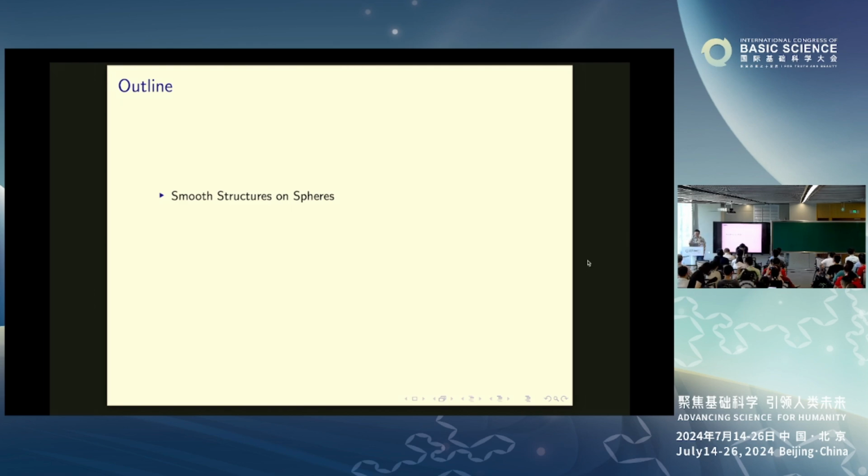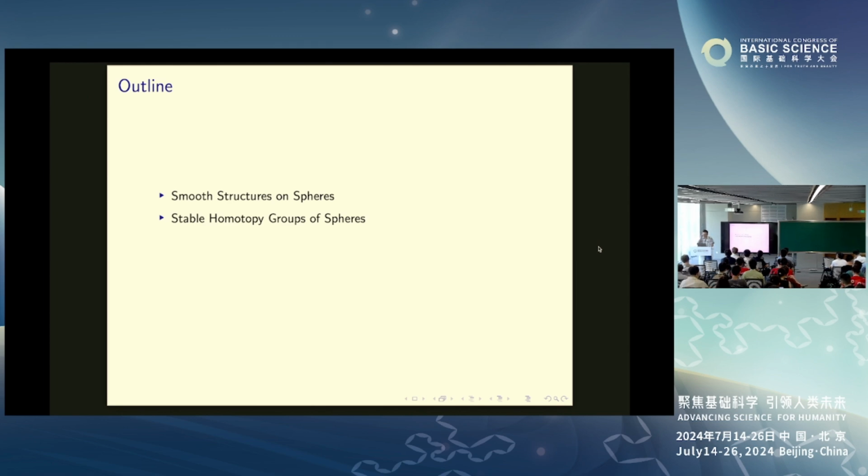So for the first part, I will start with a story in geometry, namely the classification problem of smooth structures on spheres. So this is a rather old connection due to Kervaire-Milnor, and they reduced this problem of counting smooth structures on spheres into the problem of computing stable homotopy groups of spheres in algebraic topology, and another problem called the Kervaire invariant problem. So I will first talk about this part, and in the second part, I will survey some classical methods of computing stable homotopy groups of spheres.